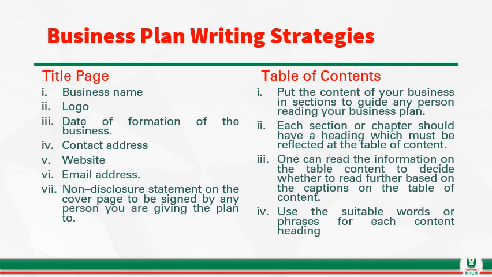Then, under the table of contents, put the contents of your business in sections to guide any person reading your business plan. Each section or chapter should have a heading which must be reflected at the table of contents. One can read the information on the table of contents to decide whether to read it further based on the captions on the table of contents. Use suitable words or phrases for each content heading.